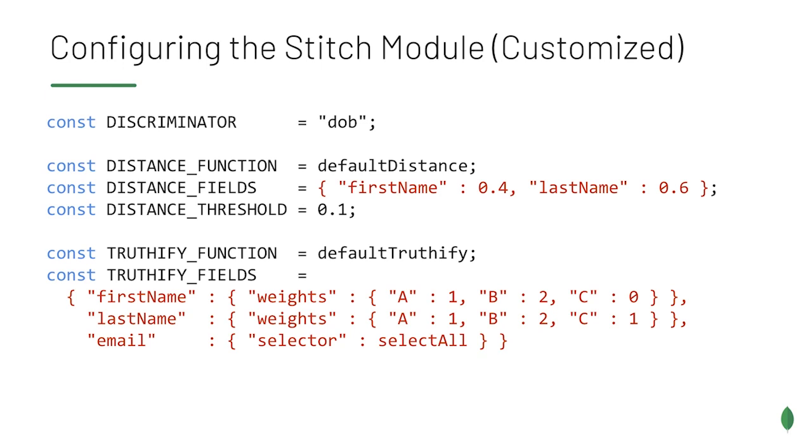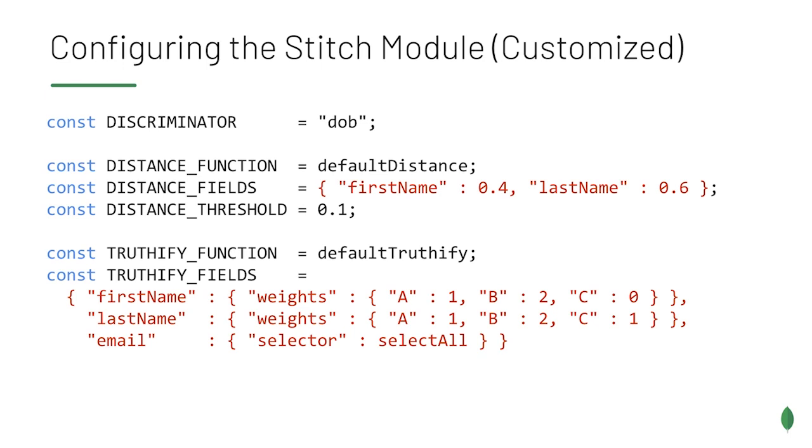And then if you look at the truthify fields at the bottom, these are some more elaborate rules for how we choose the survivor, how we find the truth. For example, for first name and last name, we give weights for the different 3 source systems. We got 3 systems, A, B, and C, and system A has a weight of 1, system B has a weight of 2, and system C has a weight of 0 for the first name. Very erroneous data, we don't trust that. And last name has a weight of 1 for system C. So we trust that a little more.